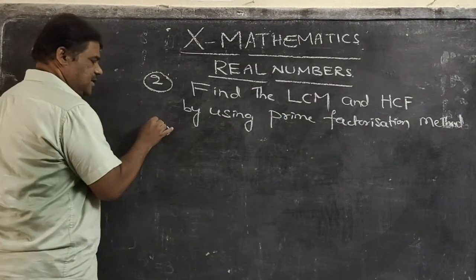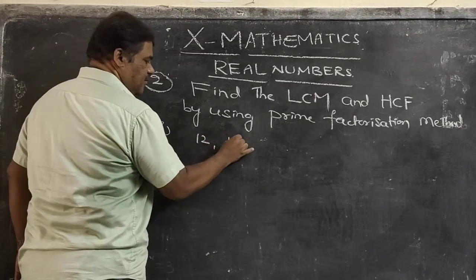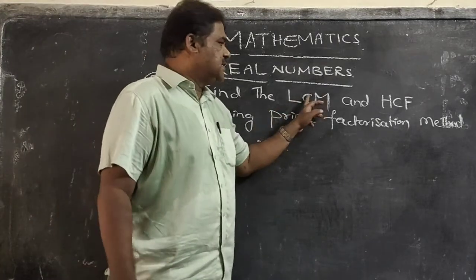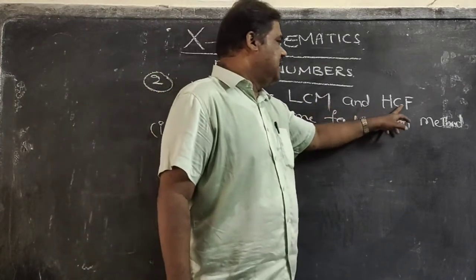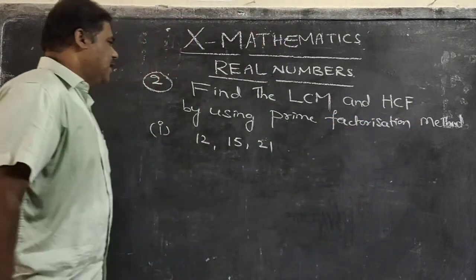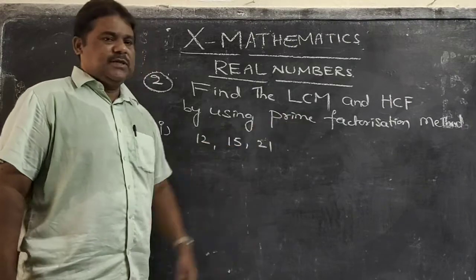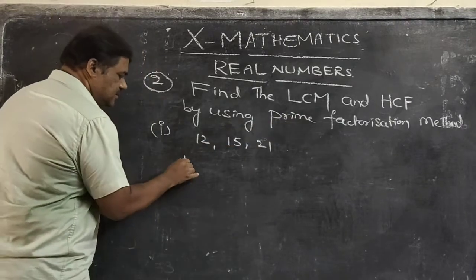Right, first question: 12, 15, 21. LCM means least common multiple. This is highest common factor. We have to find LCM and HCF of the following numbers by using prime factorization method.